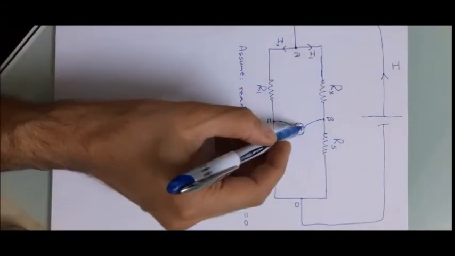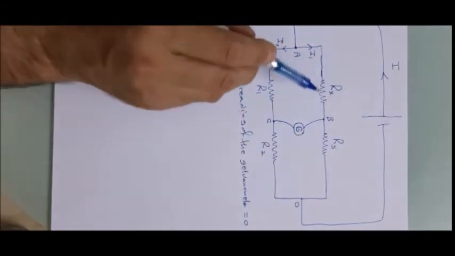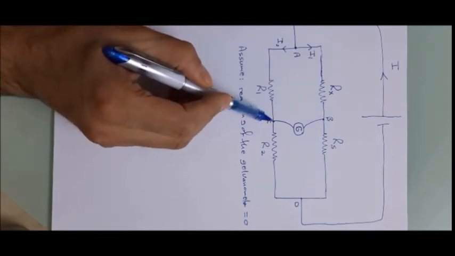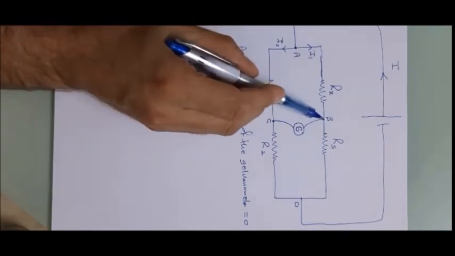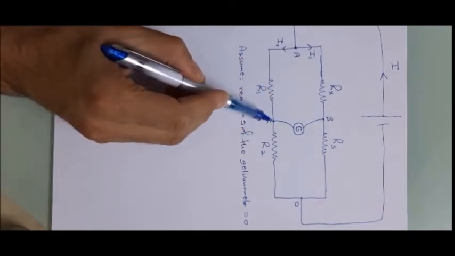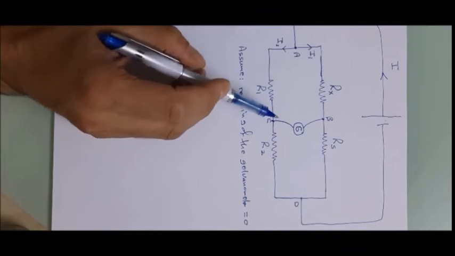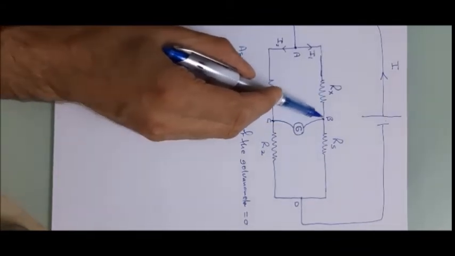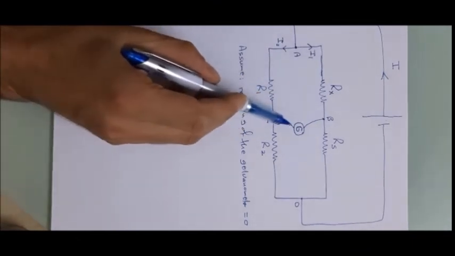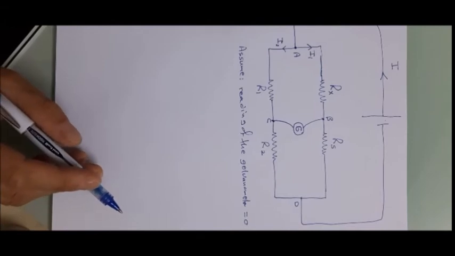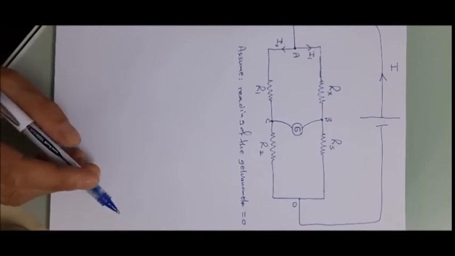If you assume that this reading is 0, this means point B and point C are at the same potential. There's no potential difference between B and C, so they have the same potential since the difference is 0. And this means that no current will pass through this branch. No current will pass through the galvanometer since the potential difference around the 2 ends is 0.